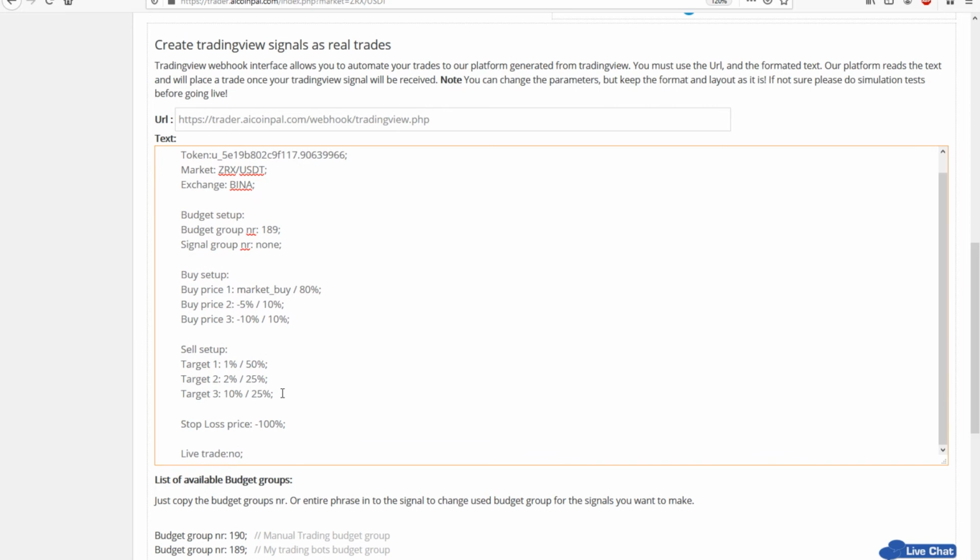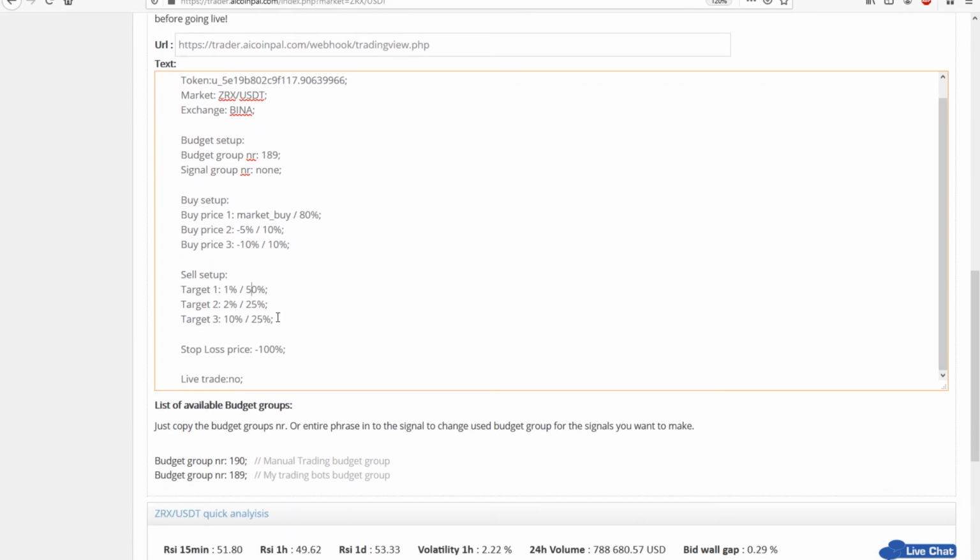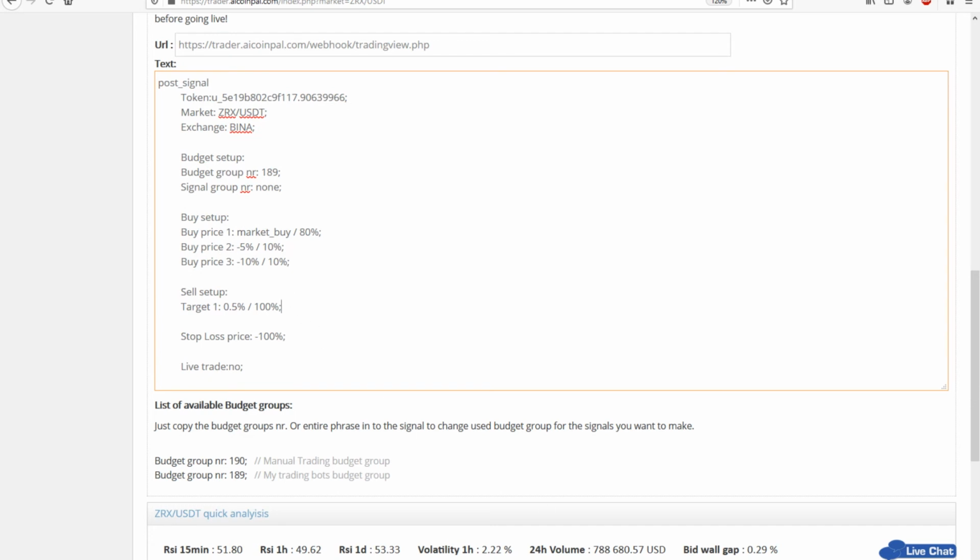Now the sell strategy is a fixed sell. At what percent you want to sell it. Let's say I want to sell at 0.5% all of my trade, and you can just delete this. So, and the next is stop loss. What is our stop loss? Is it minus 100%, minus 1%, minus 5%? Let's use just minus 100%.